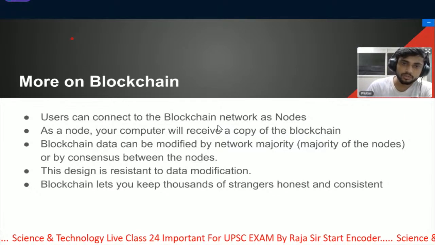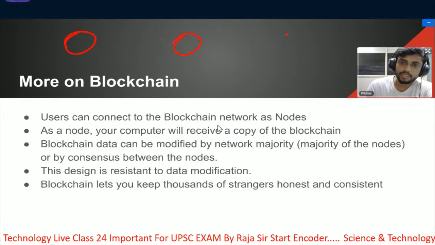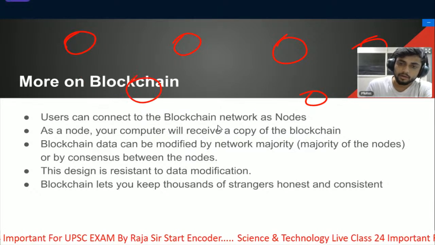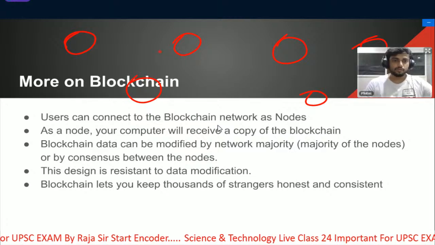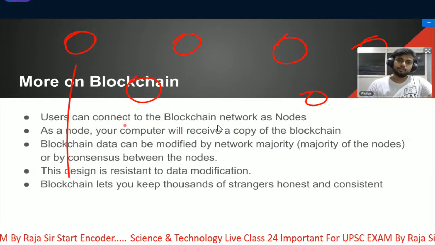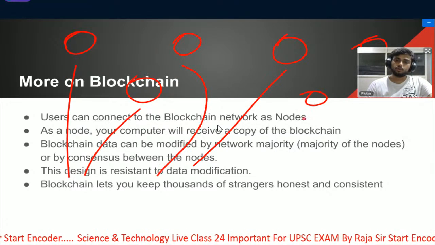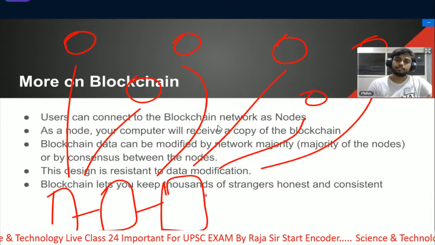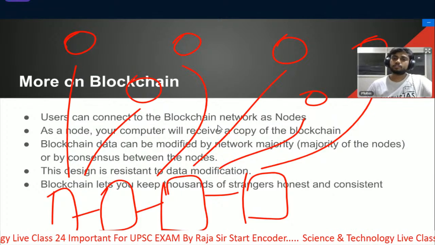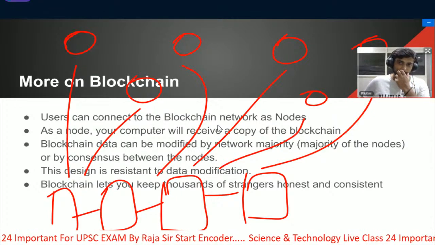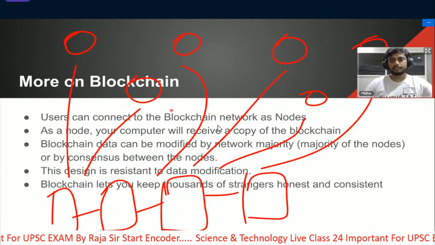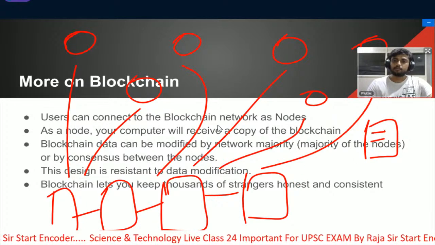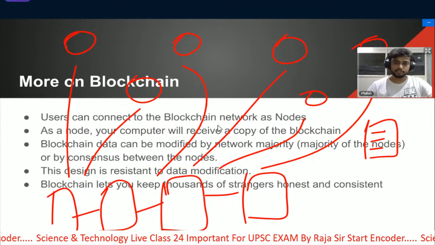See, there are nodes. Nodes basically are the computers in a network, and in all of these computers the digital information, the blockchain, is stored. Now suppose a digital transaction has happened, and that digital transaction will be recorded inside a block with many other digital transactions.